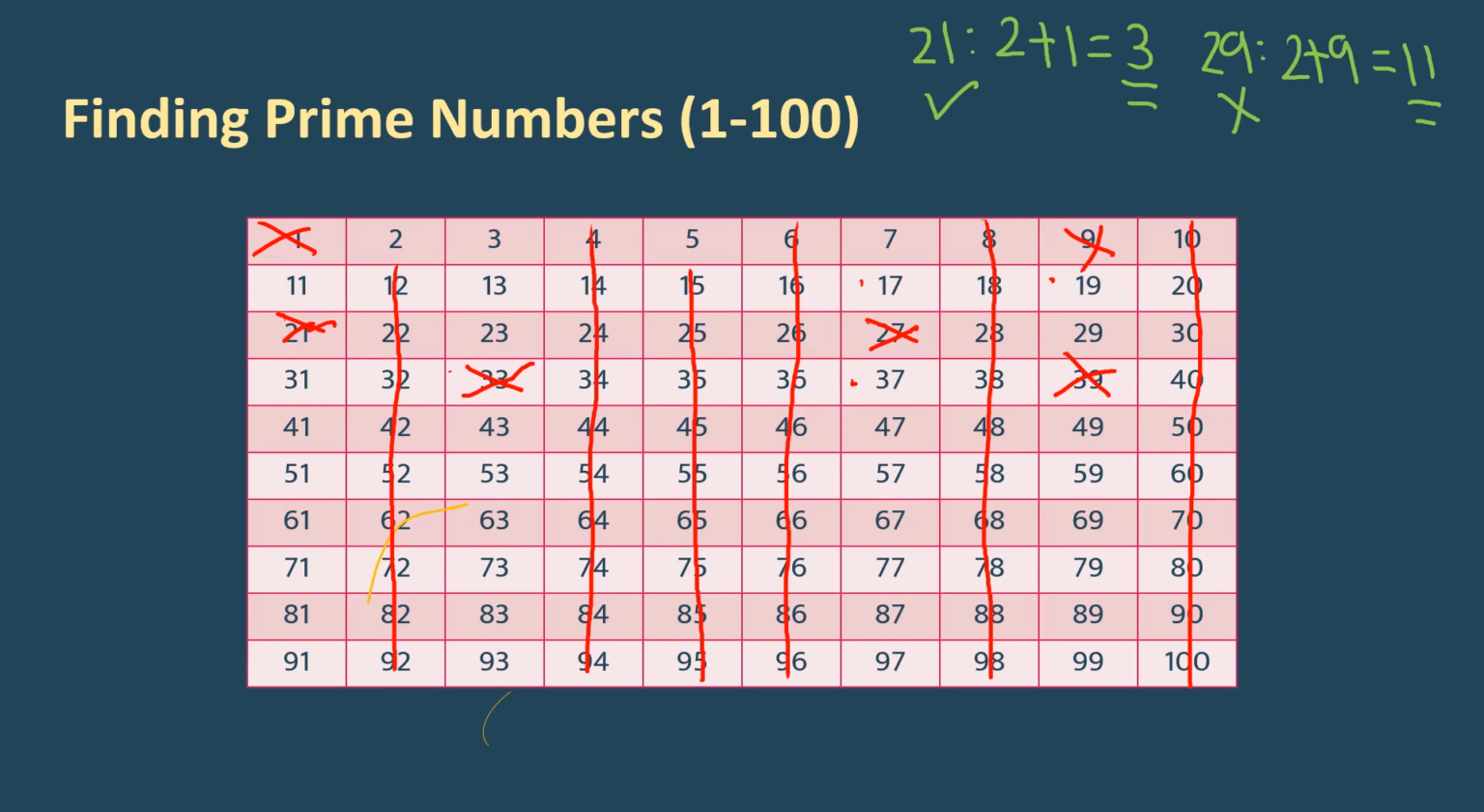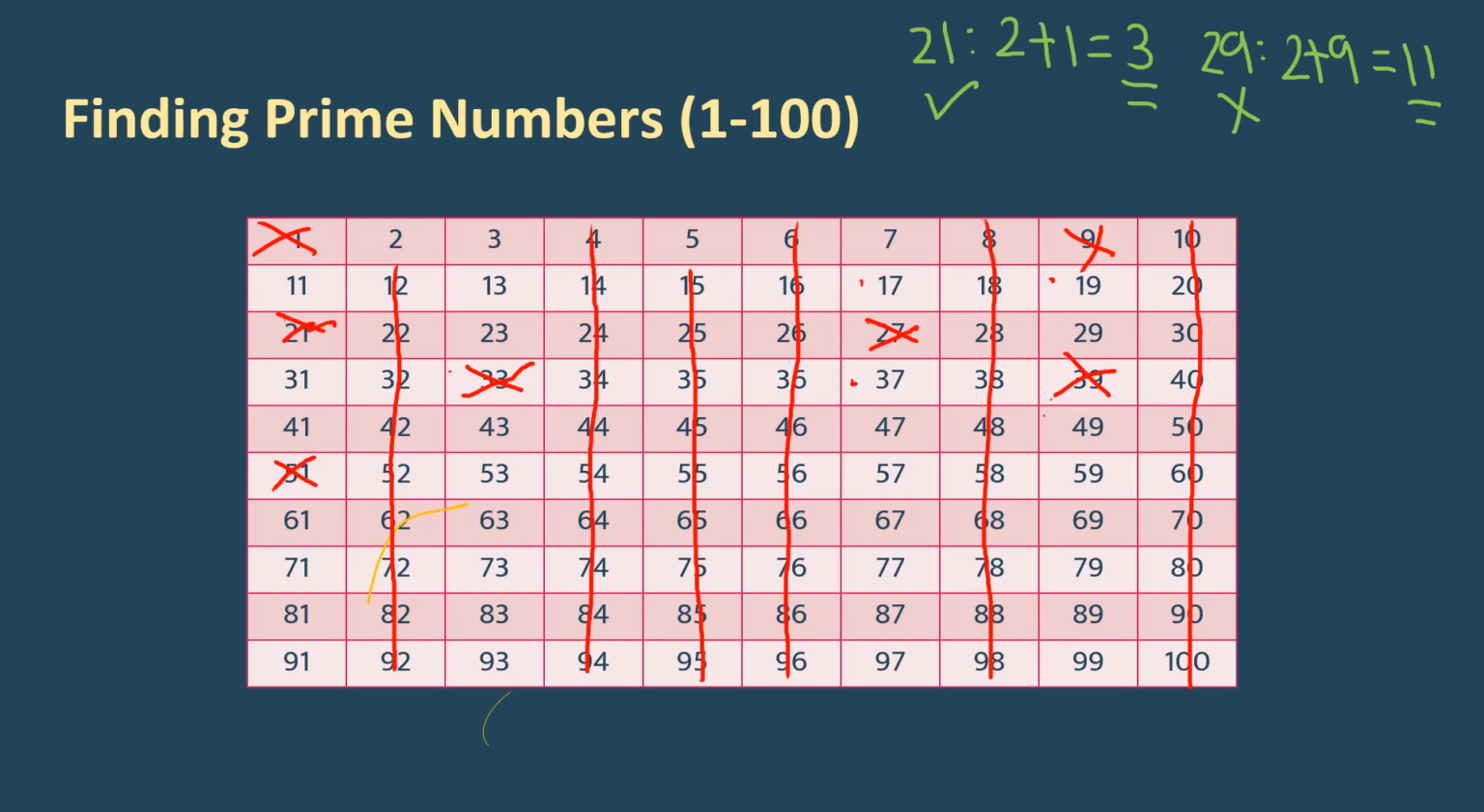13 is not divisible by 3, so 47 is not divisible by 3 as well. 49. 4 plus 9 is 13, so 49 is not divisible by 3. 51. 5 plus 1 is 6, so 51 is divisible by 3. 53. 5 plus 3 is 8, so it's not divisible by 3.